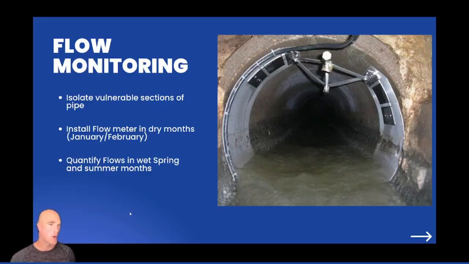Okay, so flow monitoring is for when you've got a vulnerable section of pipe, an older pipe, or you've got an issue there, and we can quantify how much flow. Something you could do is go in January or February, a lower flow, dry month, and get that average data when we're not raining. And then when we get to the wet spring and summer months, you'll want to have monitoring in there to see what the peak is, how bad the issue is. So this is a really good way of quantifying how much I&I specifically you have in certain portions of pipe.